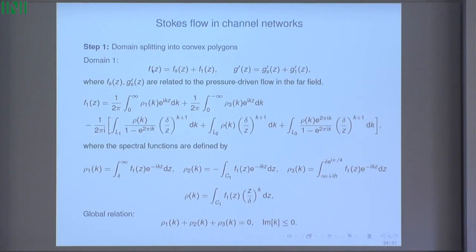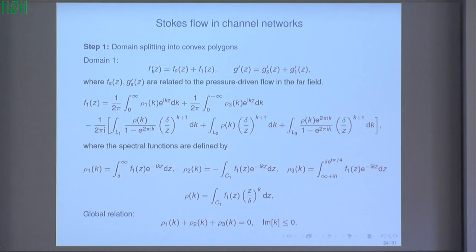And in this case, the global relation is given here. Rho 1, rho 2, and rho 3 is equal to 0 for all k in the lower half plane. So notice that in this expression here, we have rho 1, which appears in the integral representation. We have rho 3, which appears here. Rho 2 does not appear here.